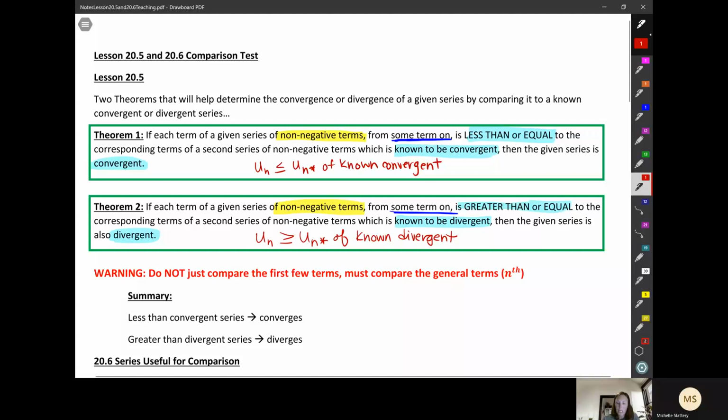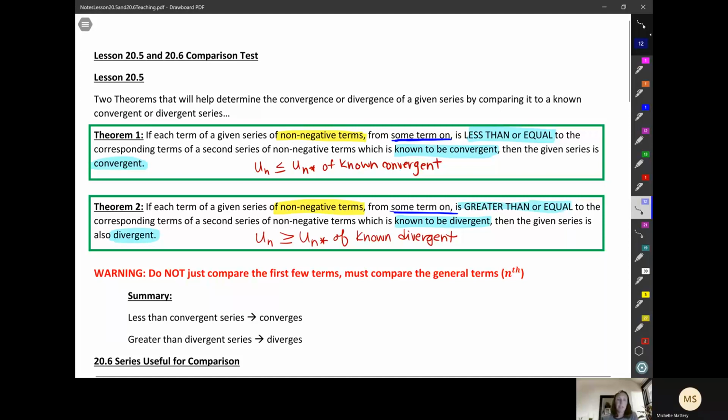Now, a big warning here. Warning, warning, warning. Do not just compare the first few terms. You have to compare it for the general terms. So we have to compare it for u sub n. We can't just calculate that for n equals 1 it works, for n equals 2 it works, for n equals 10 it works, because we need to make sure that it works for all values of n. Okay, so we need to compare for the general terms of u sub n.